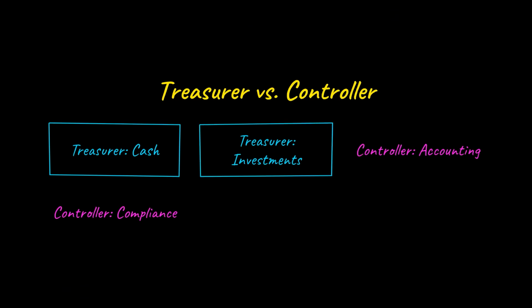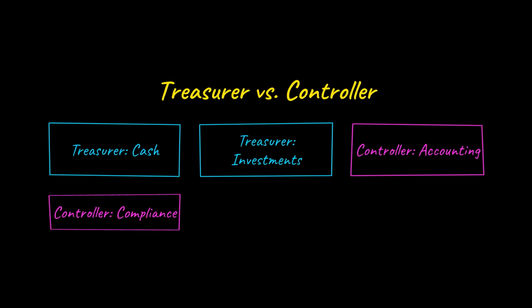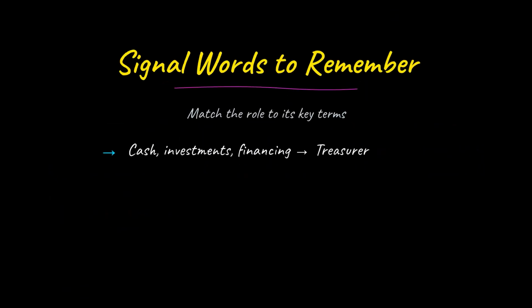The Treasurer handles the money, cash, investments, and financing, looking outward to markets and lenders. The Controller handles the books, accounting, reporting, and compliance, focused inward on the accuracy of financial records. Signal words make these roles easy to identify. Cash, investments, and financing point to the Treasurer. Accounting, reporting, and compliance point to the Controller.